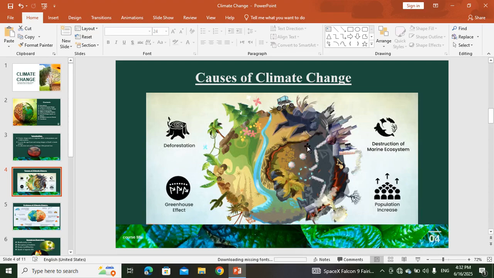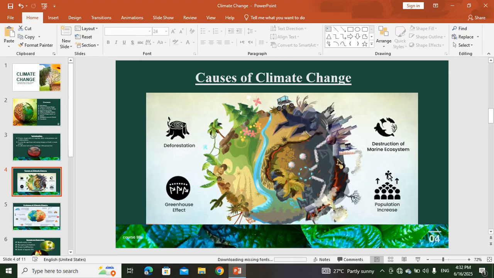So the third is the population increase. Actually, when the population increases, their requirements also increase. To fulfill their requirements, the vehicles and transportation also increase. The industries to make the products to fulfill their needs also increase, due to which the pollution increases in the ecosystem and affects our climate.